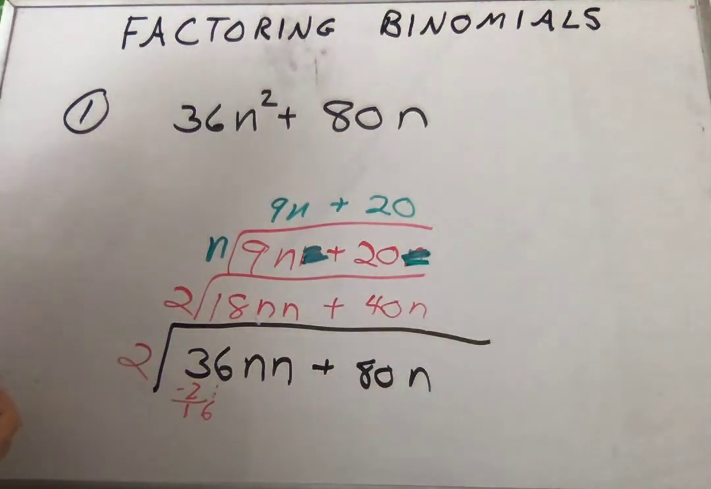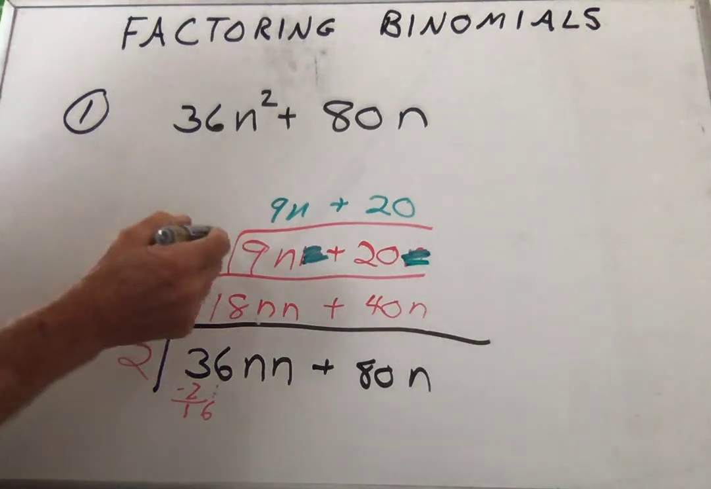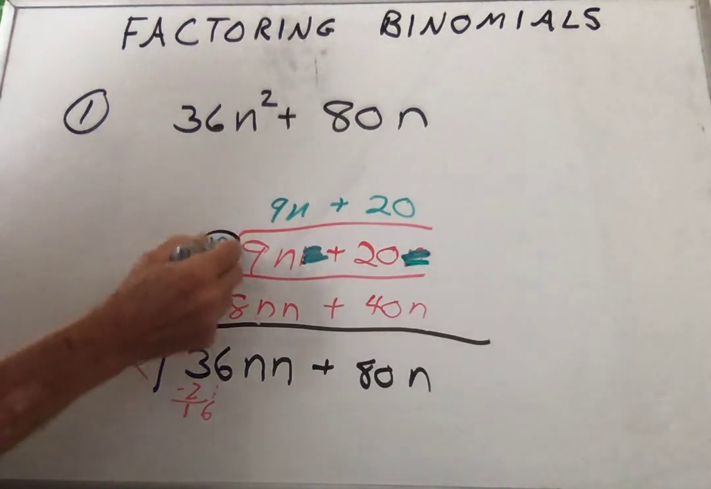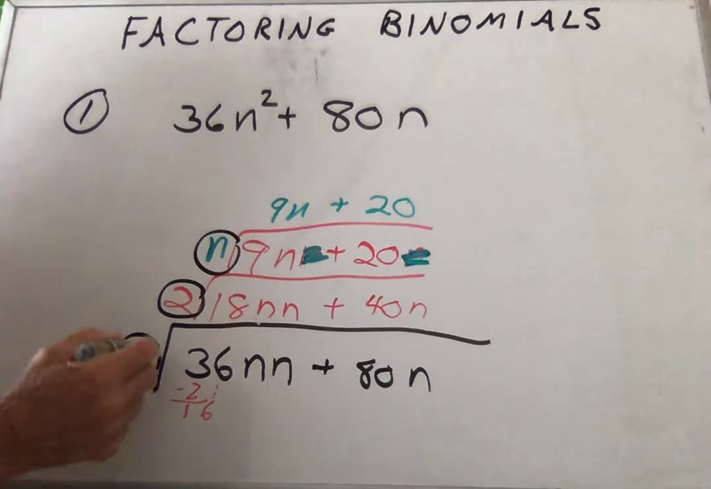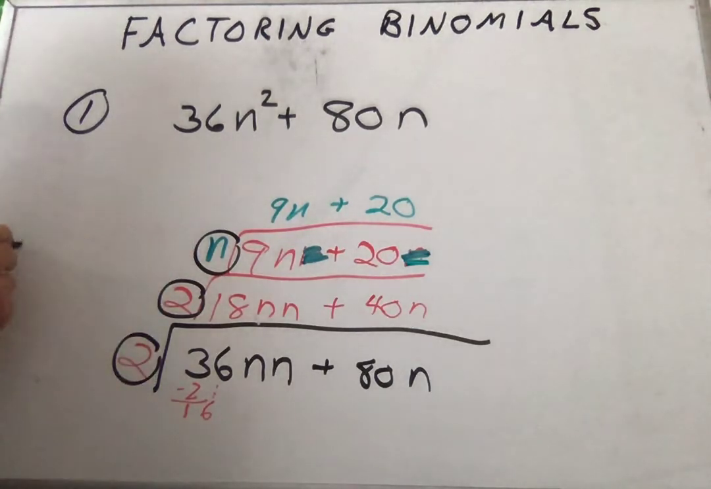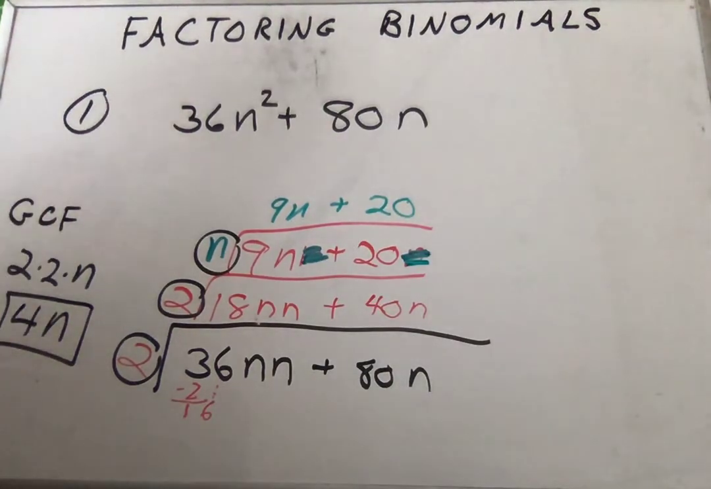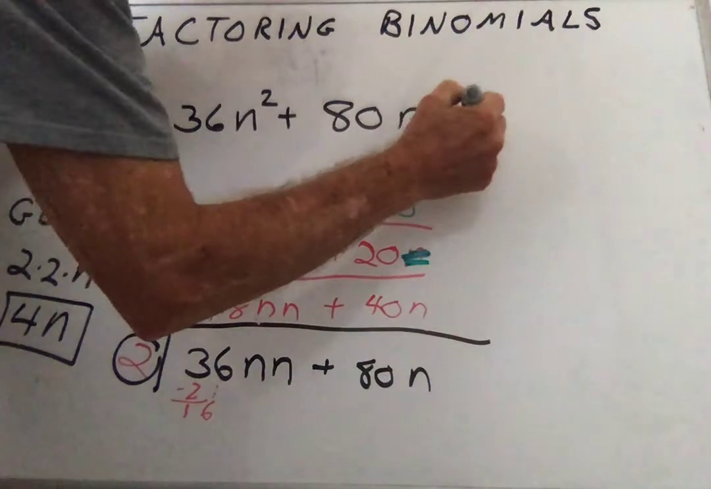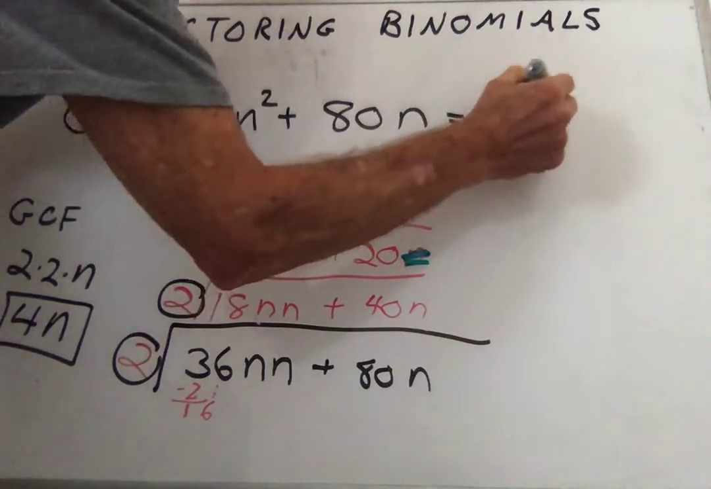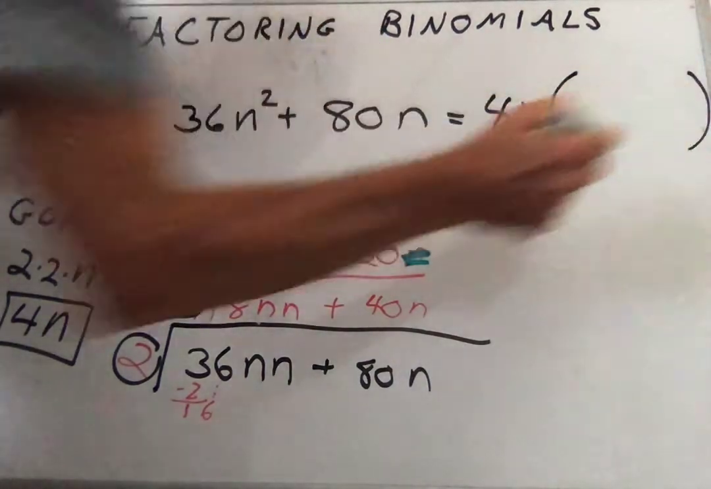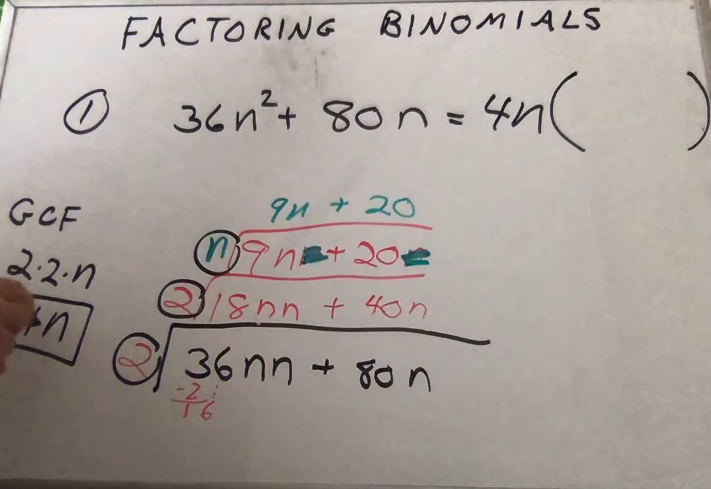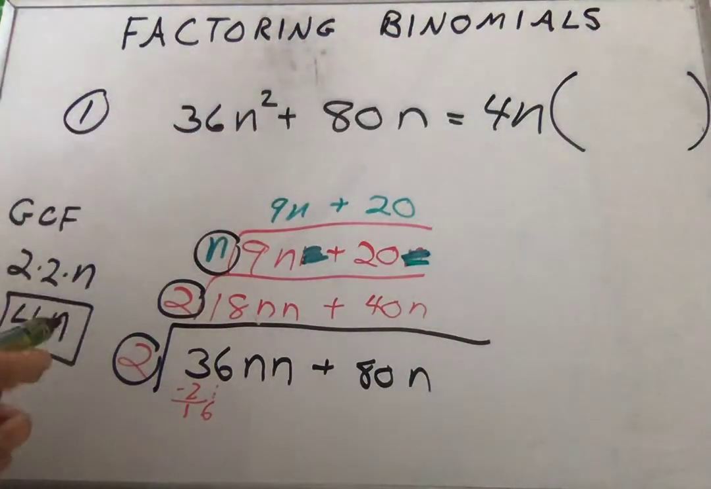And here's what you've got to do. You have to take all this, and you multiply it together, and you get 4n. That is the GCF. We did that yesterday, okay? So that is going to be what goes outside the parentheses. So the GCF goes right here every time.